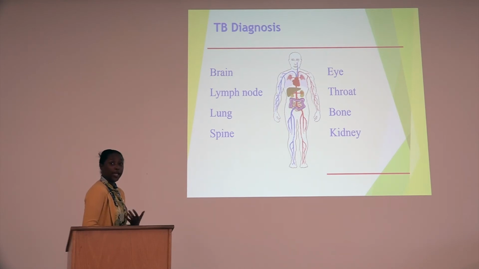TB can locate itself anywhere in the body, but the exposure risk is in the lungs because that is how it gets out into the air, and anyone passing by or in a closed environment with that patient can be exposed.